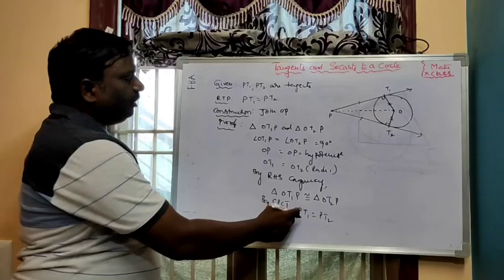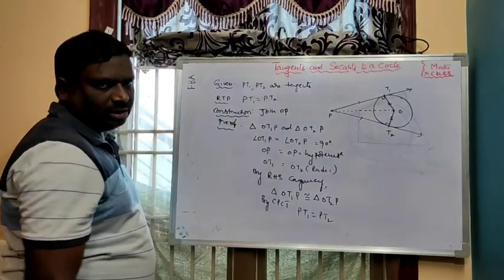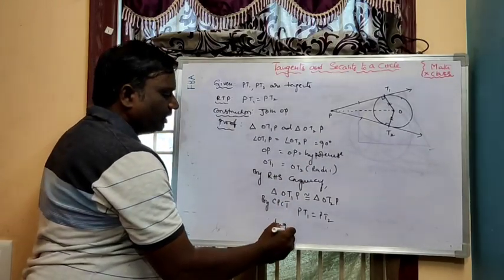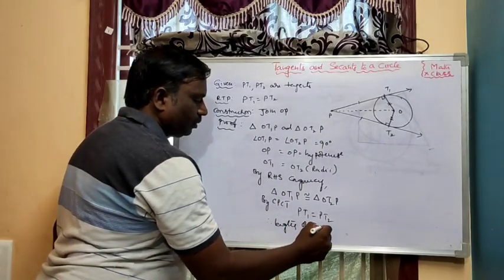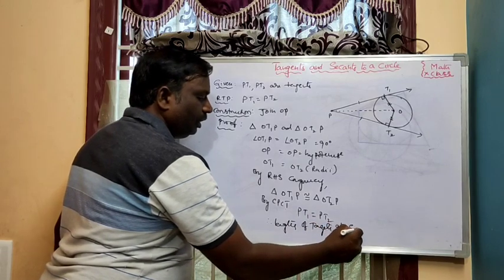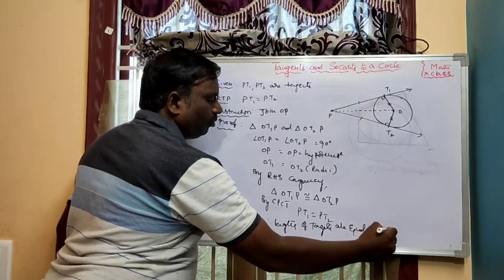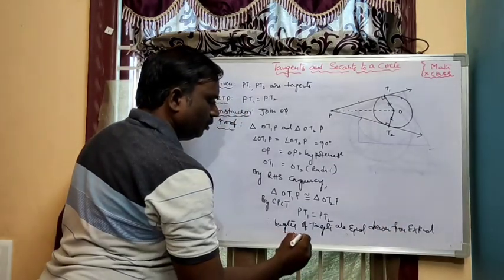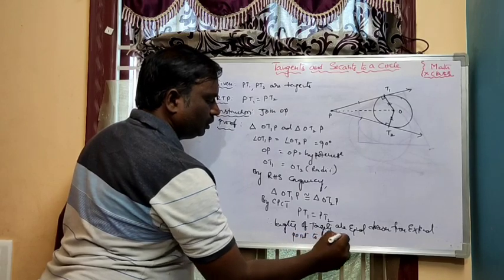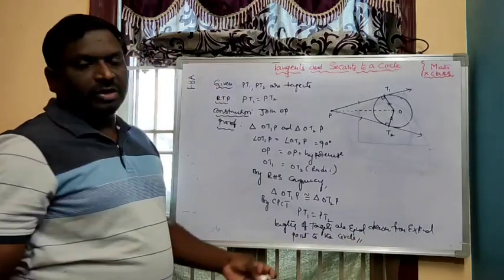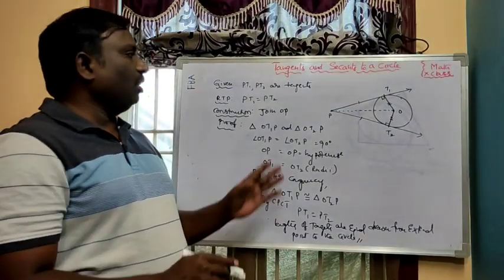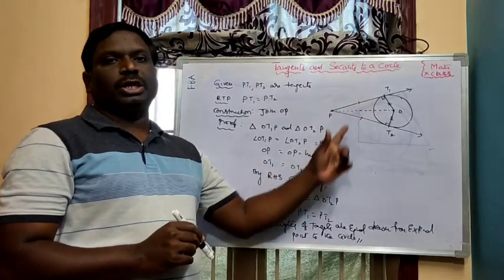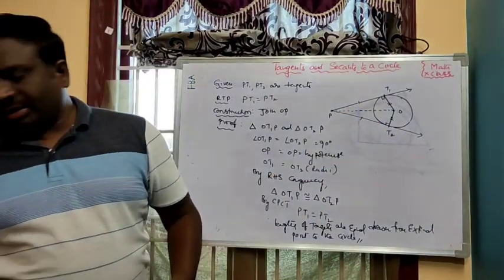PT1 equal to PT2 means PT1 is the length of one tangent drawn from an external point, and PT2 is another tangent. Therefore, the lengths of tangents drawn from an external point to the circle are equal. This is one of the proofs. That means PT1 equals PT2, which we had to prove. So that is the second one.